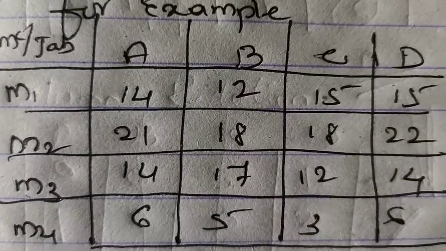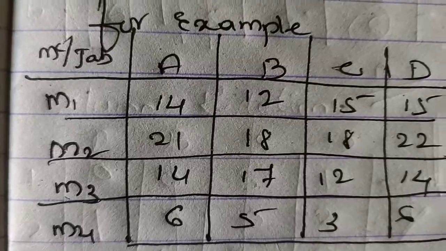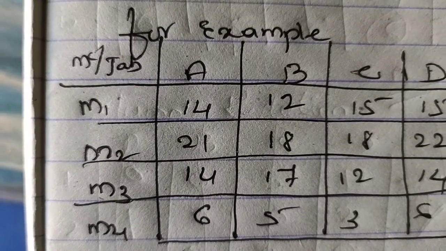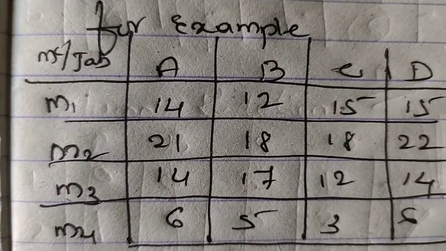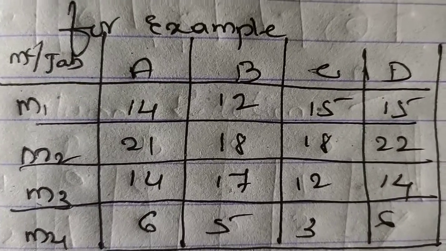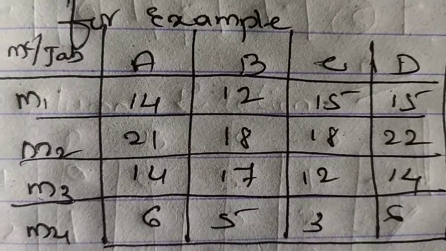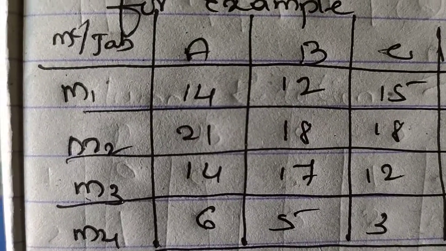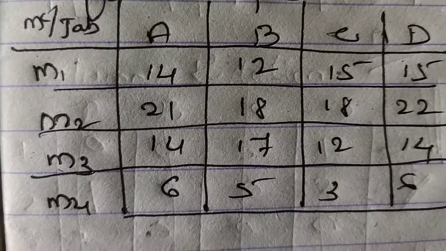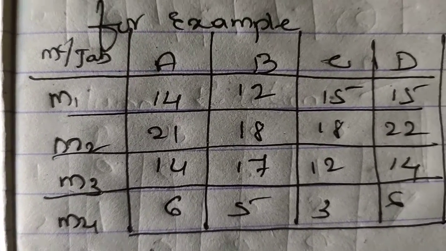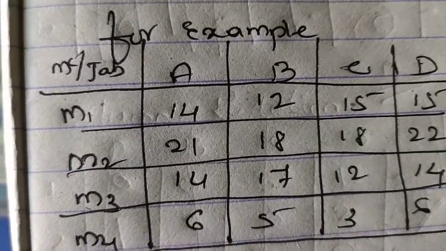Before solving the problem we should think whether the matrix is an n by n matrix. It is a square matrix. Four machines are there and four jobs are there. For that reason it is an n by n matrix. There is no question of adding a dummy row or dummy column. Now how to solve this one?